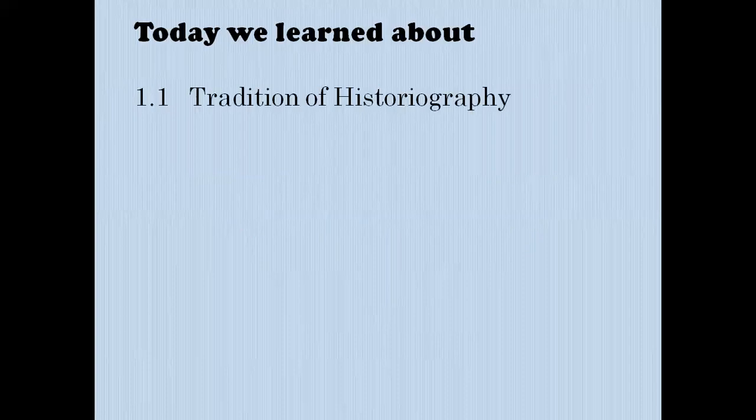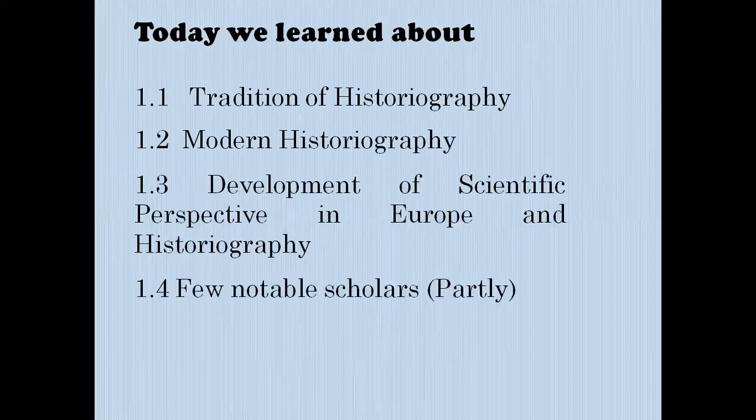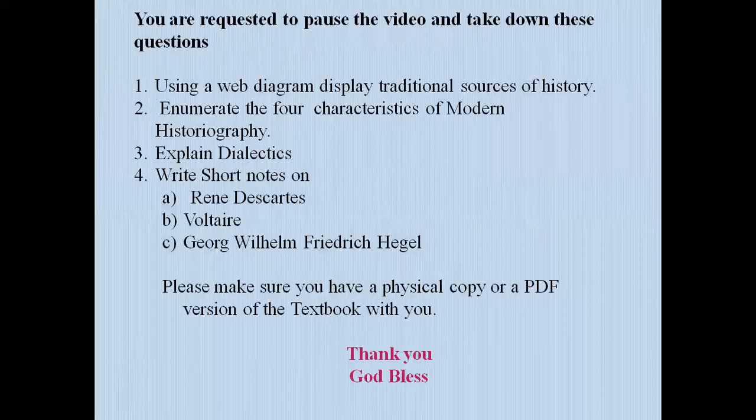Students, today we learned about the tradition of historiography, modern historiography, development of scientific perspective in Europe and historiography, and a few notable scholars. Now, please pause the video and take down these questions. Using a web diagram, display traditional sources of history. Enumerate the 4 characteristics of modern historiography. Explain dialectics. Write short notes on René Descartes, Voltaire, Georg Wilhelm Friedrich Hegel.